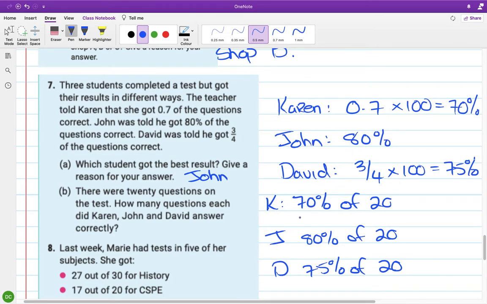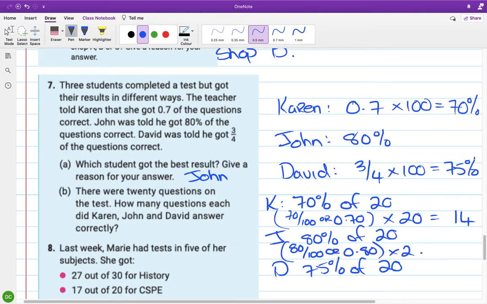Okay, so again, you convert this either into a fraction, which is 70 over 100, or into a decimal, which is 0.70. And whichever one of them you do, you multiply by 20. It doesn't matter which one, you'll get the same answer. So multiplied by 20, Karen got 14 correct. Same here with John, either 80 over 100 or 0.80. Either way, you multiply by 20. So I'm going to do 0.80 multiplied by 20, and he got 16 questions correct.